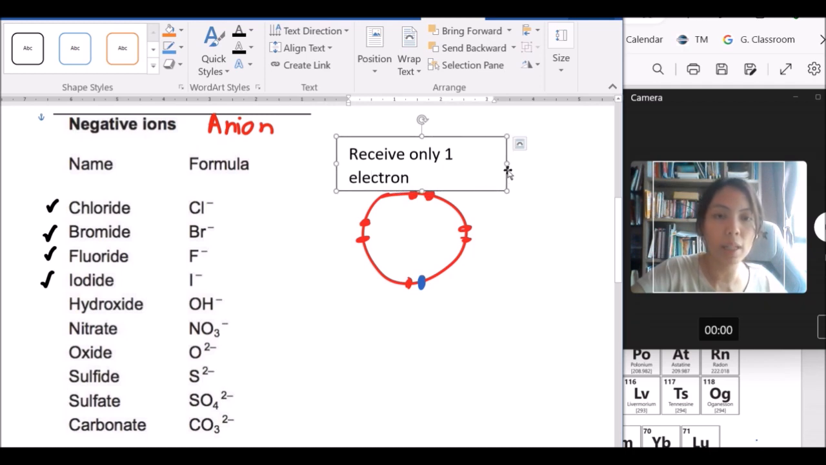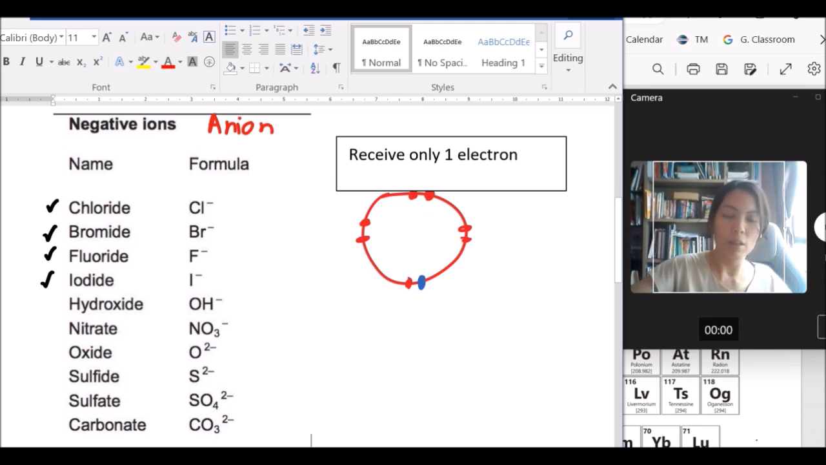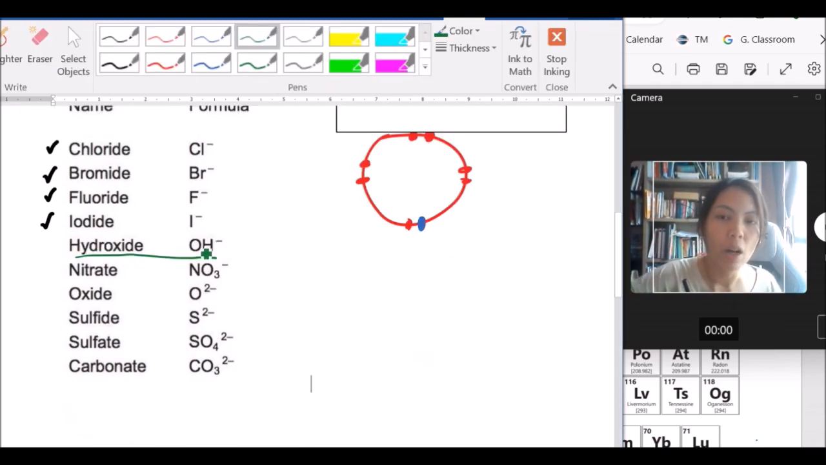Okay, they like to receive only 1 electron in order for them to be stable. So this is because they are group 7. So in this way, you can remember, if they are group 7, they will have the charge of -1. All right. Now, just remember it.